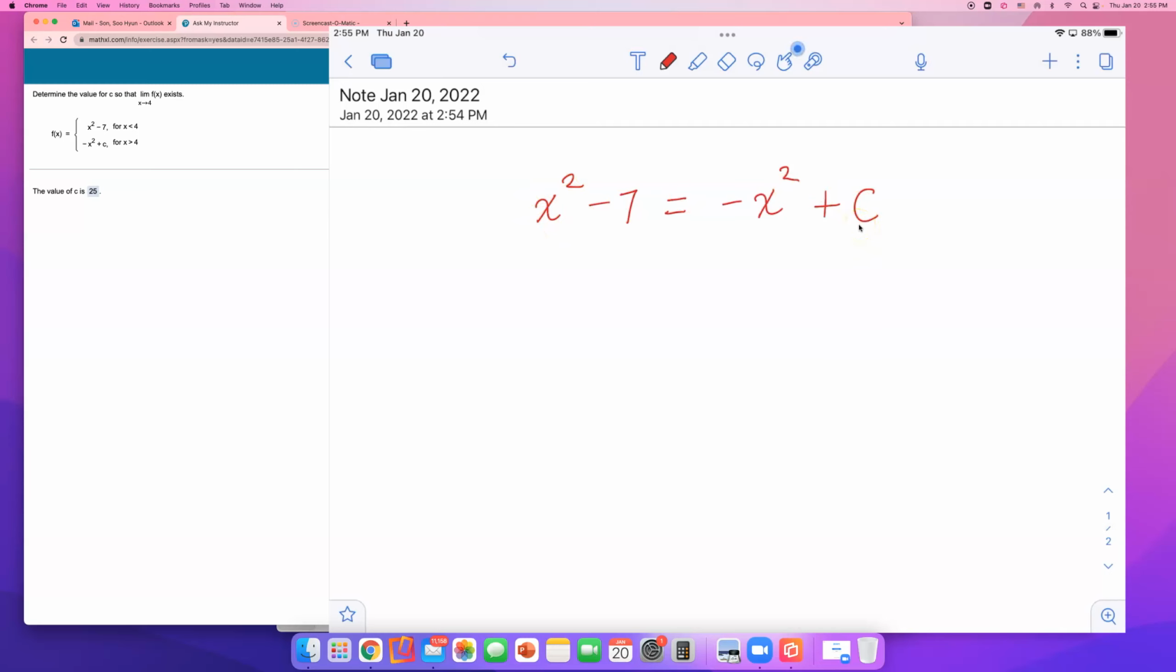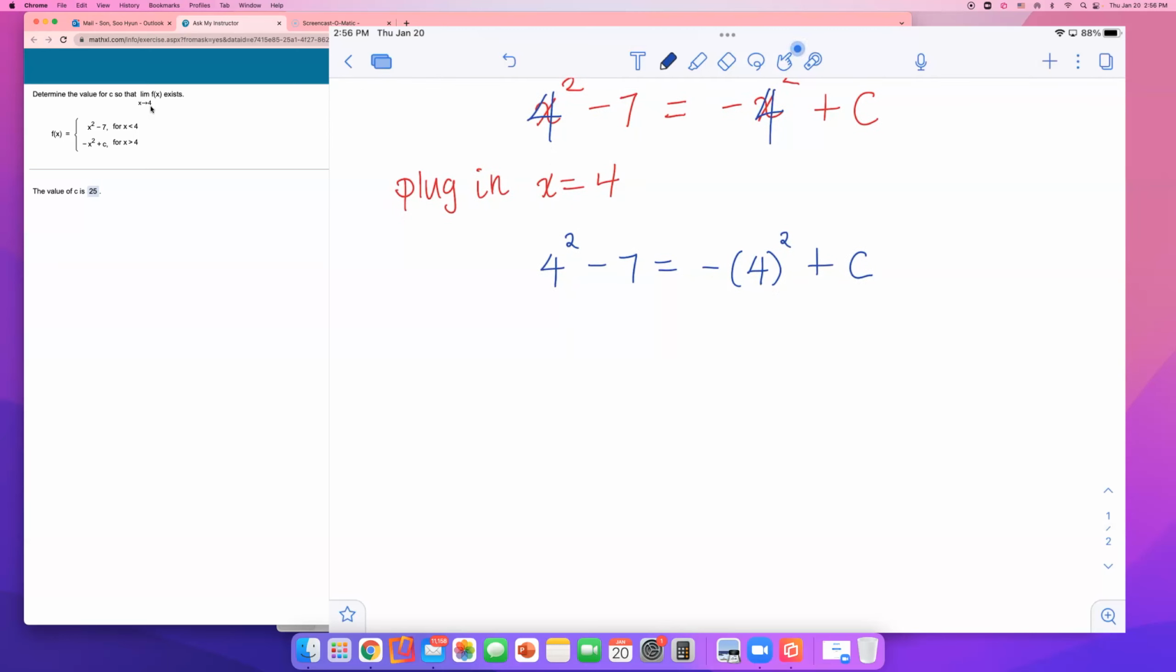But hey, I know what x is. We want to make sure that they end up at the same place as x goes to 4. As we get infinitely close to 4, we want them to be at the same place. So guess what x is? Plug in x equals 4. Then this will turn into 4 squared minus 7 equals negative 4 squared plus c. Now look, I only have one variable, c. I should be able to solve for c now.